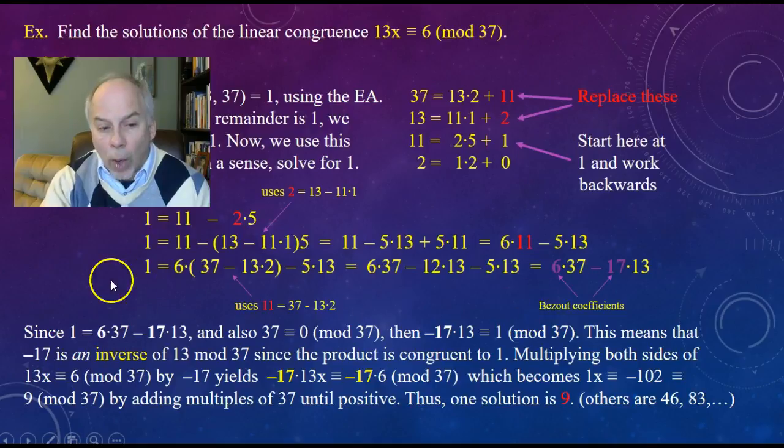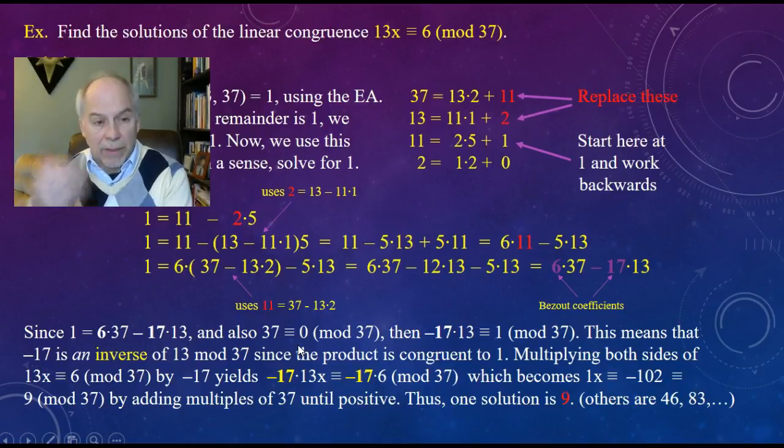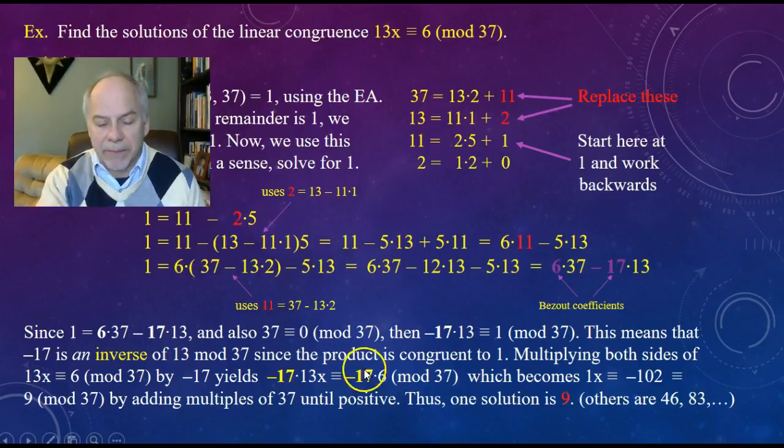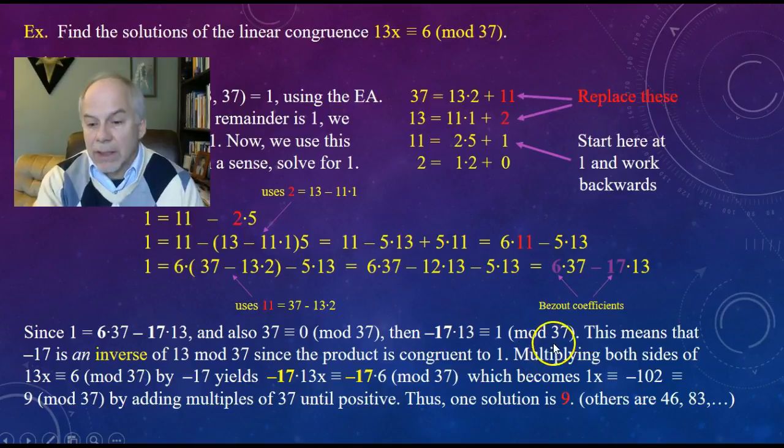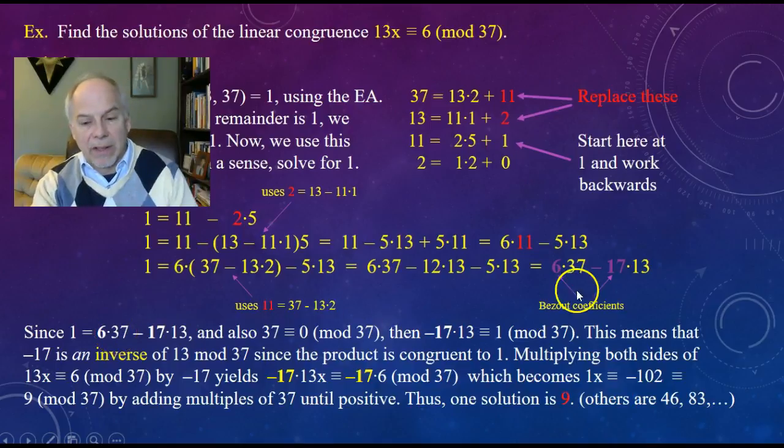All right. Well, since 1 is equal to 6 times 37 minus 17 times 13, and also 37 is congruent to 0 mod 37. Okay. Well, in mod 37, what's the remainder when you divide 37 by 37? It's 0, so it's congruent to 0 mod 37. So I can replace the 37 here with 0 in mod 37. So the 6 times 37 becomes 6 times 0, or that disappears, in other words. So in mod 37, I can say that the negative 17 times 13 is congruent to the 1 in mod 37. Okay, it's all because 6 times 37 is a multiple of 37, so it's going to disappear.